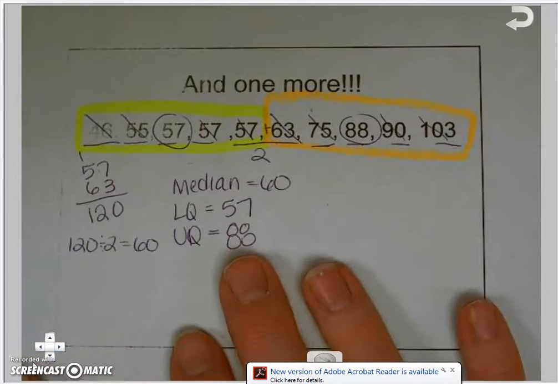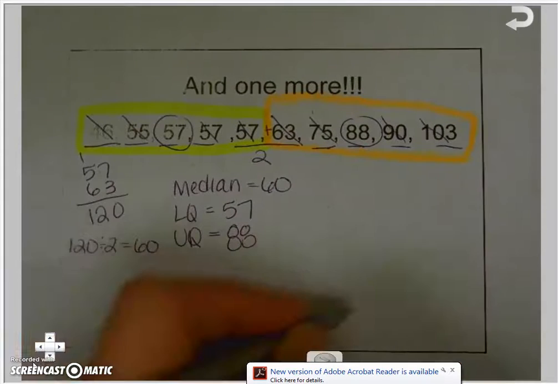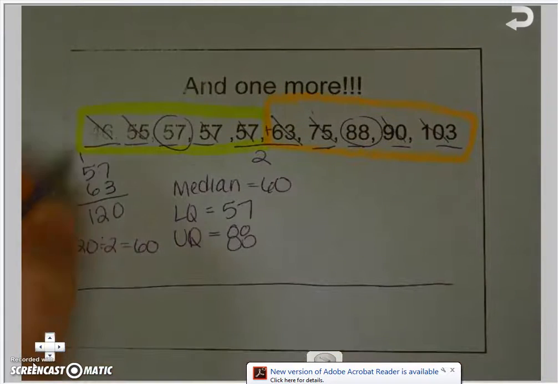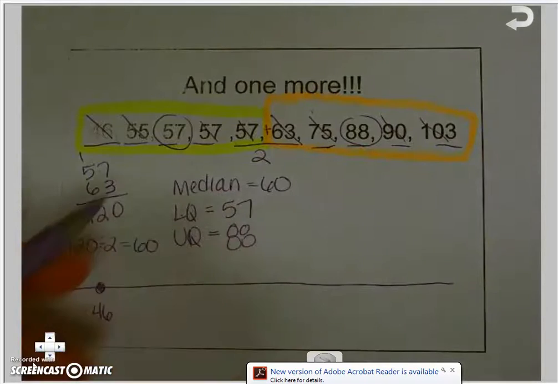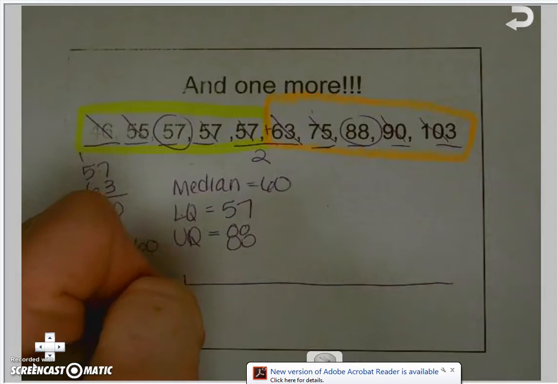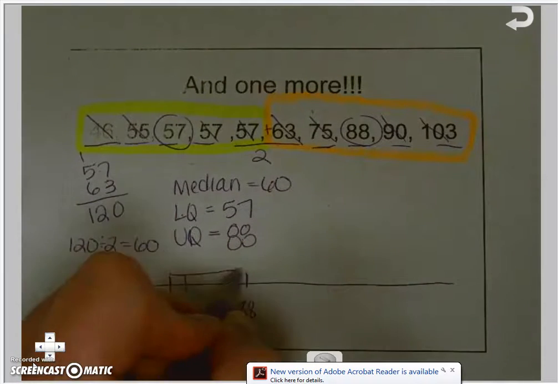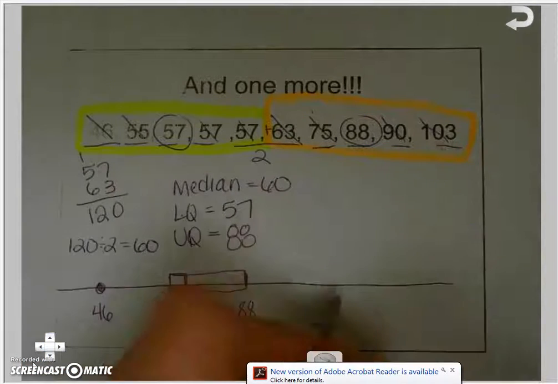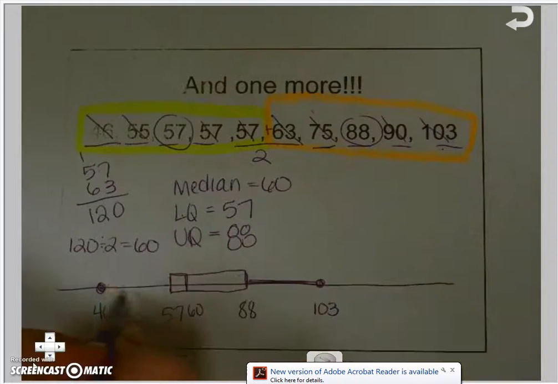So now I have all 3 of my medians, all 3 of my quartiles. I can make my box plot. I'm going to start with my lowest value, which is 46. That's where my box plot is going to start. Then my lower quartile is 57. That starts my box. My median, very close to 57, is 60. And my upper quartile is 88. Those 3 quartiles or medians make up my box. And then 103 over here is where my data ends, because that's the highest value. And that makes the box.